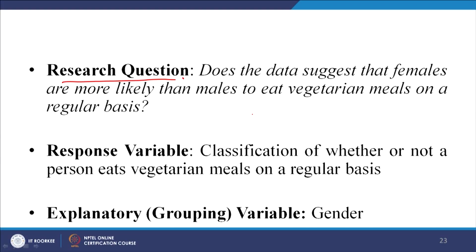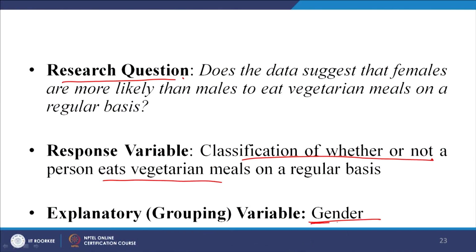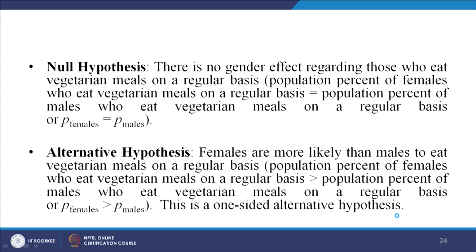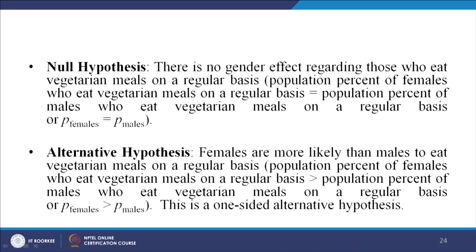What is the response variable? The classification on whether or not a person eats vegetarian meals on a regular basis, whether you are eating vegetarian or not, and what is your gender. Okay. So, gender is my explanatory variable. Now, what is the null hypothesis? There is no effect. First I am saying gender has no effect, there is nothing like females being more inclined towards vegetarian meals than the males. So, there is no gender effect regarding those who eat vegetarian meals on a regular basis, right. So, the proportion of females is equal to the proportion of males.